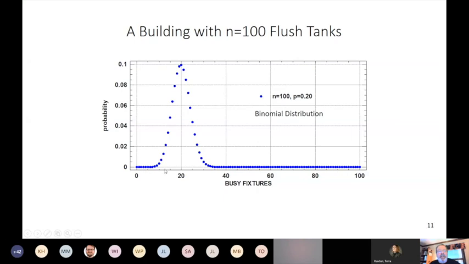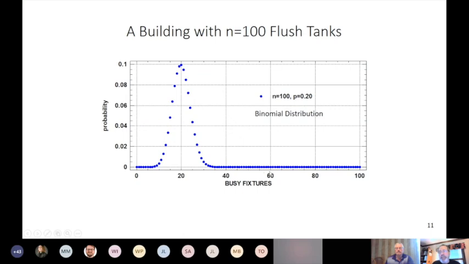And so what we see on the x-axis is numbers from 0 to 100, but a lot of activity from around 10 to 30, with the highest, the mode, occurring at 20. So that's the most likely number of busy fixtures. And if you think about that value, it makes a lot of sense, because we've got 100 fixtures. The probability that any one is on is 20%. So the product of those two, 20% of 100, gives us about 20 fixtures that we would expect on average to be running. But it's a random process, so we could have something lower, something higher.